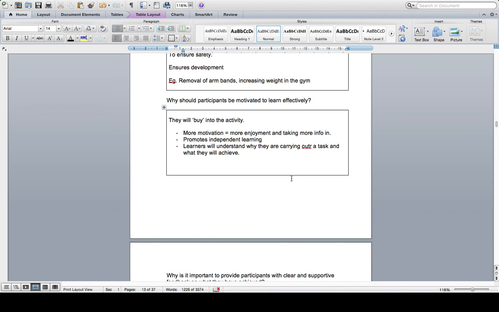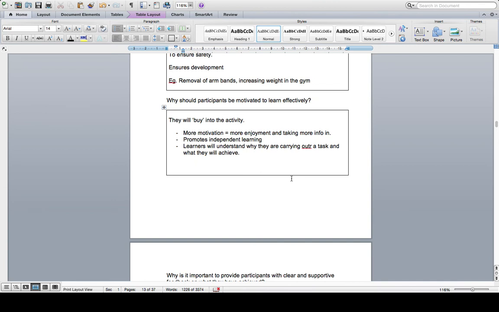If they're involved as well, it promotes more independent learning. So what that means is, even after your session, they may go away and think, I really enjoyed that, I want to find out how I can improve now. They might go away and find out different techniques of exercise or different techniques within their sport, such as swimming. And on top of that, that will obviously make them more effective learners.